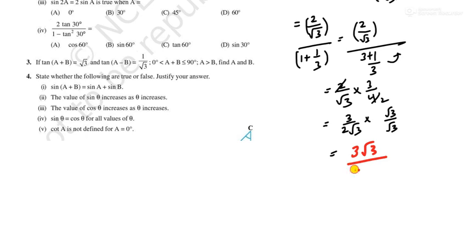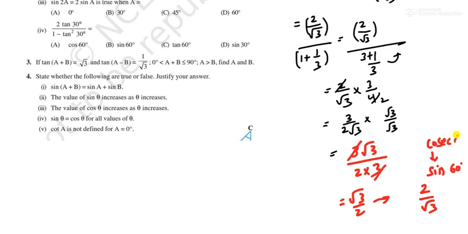this is 2 into 3, correct? So 3 will get cancelled and you will get the value as root 3 by 2. So what is this value? If you see this reciprocal, you will get 2 by root 3, correct? What is the value of 2 by root 3? Yes, this is sine how much? 60, correct? But you have got the reciprocal of that. So what is that? Exactly, it is cosec 60.